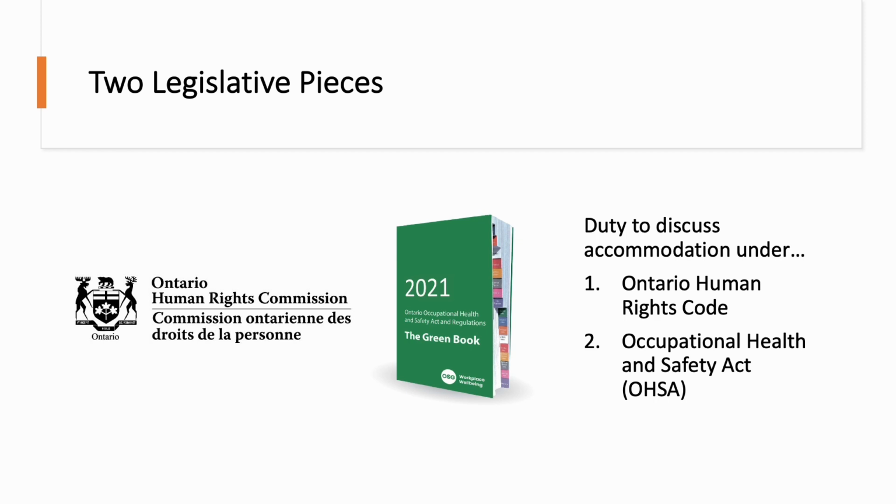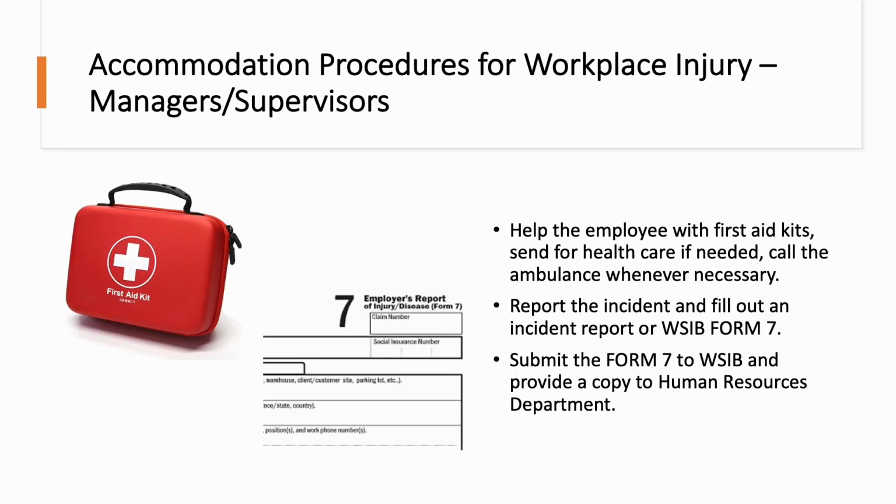Workplace accommodation. In Ontario, there are 2 legislative pieces requesting employers to provide reasonable accommodation to employees when a request is received: the Ontario Human Rights Code and the Occupational Health and Safety Act. There are 2 types of workplace accommodation: workplace injury-related and workplace non-injury-related.